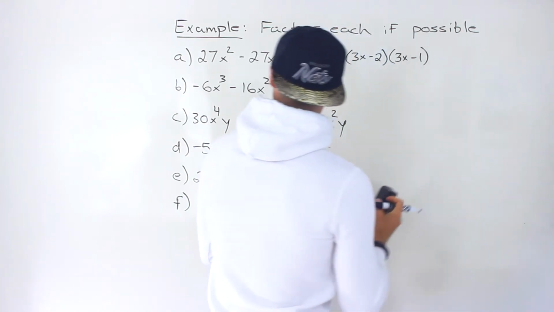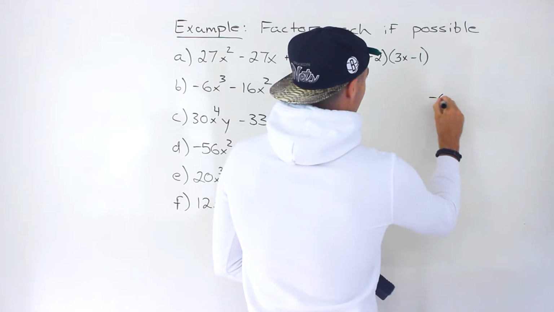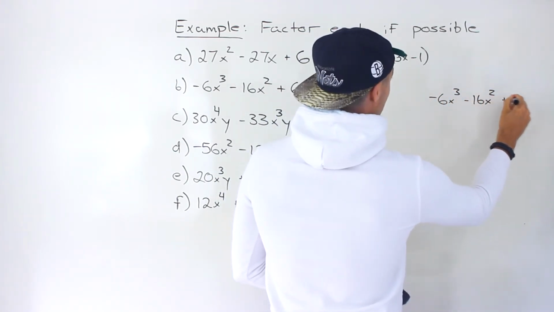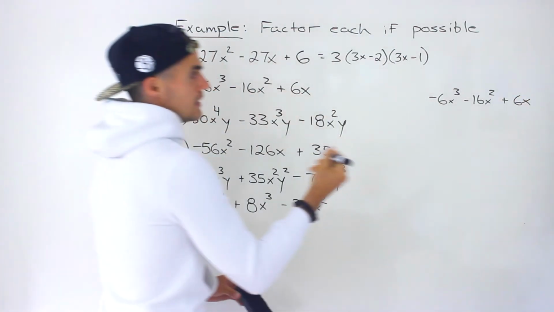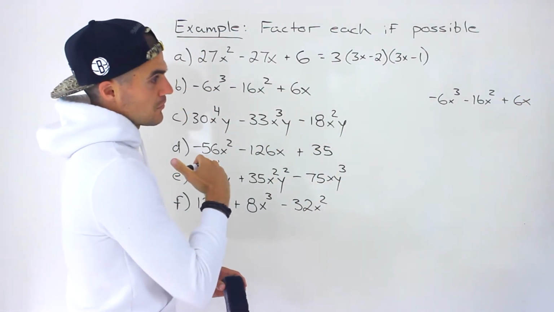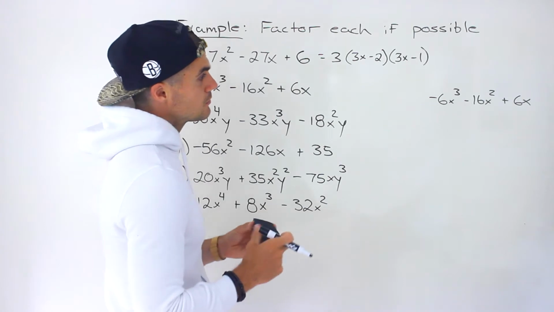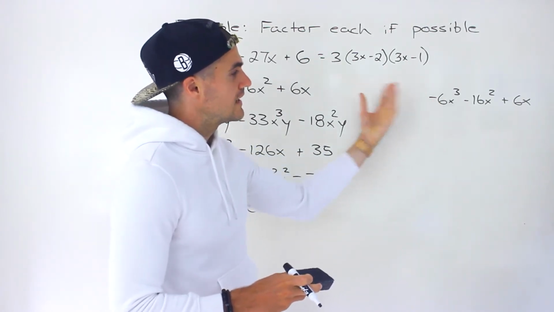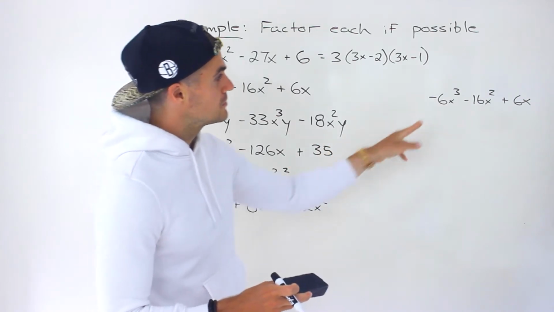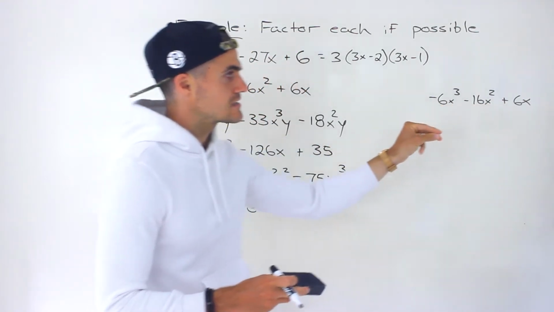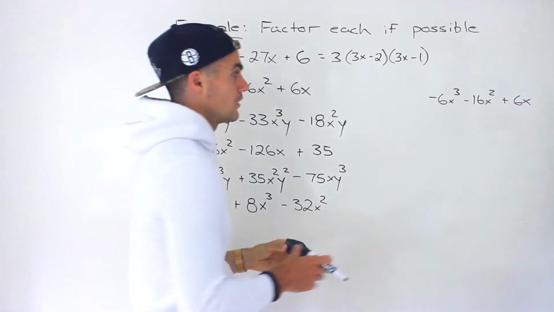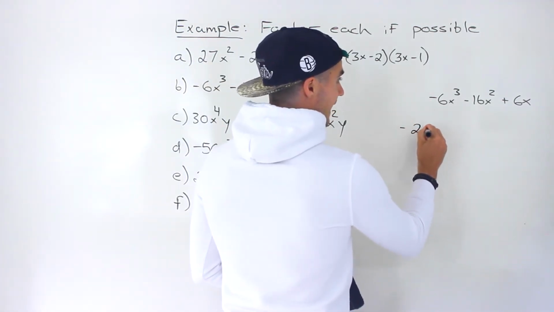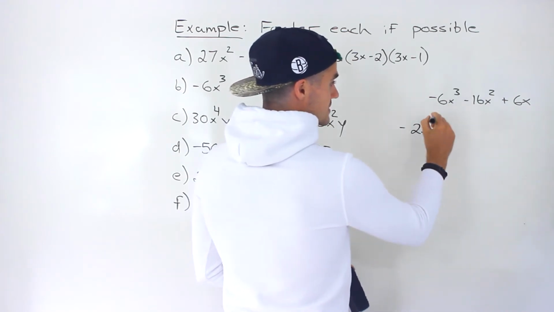notice in this particular case, all of the terms actually contain an x variable, right? So we could definitely take out an x variable from all of these. Now in terms of the numbers, notice there's a negative in front, so we're definitely going to take out a -1 at least, but between the 6, 16, and the 6, we could also take out a 2 from all of those. So overall, we're going to take out a -2x.